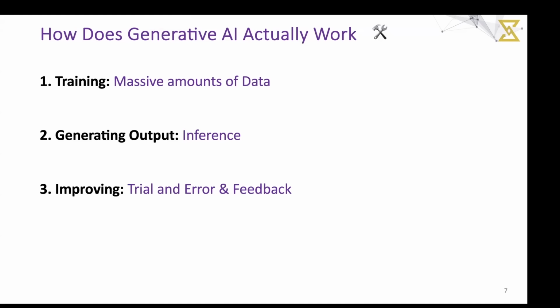Number three, improve. It constantly improves through machine learning. The more it is trained and used, the more feedback it gets, the more intelligent prompts it gets, the better it gets at producing useful and creative results. It's kind of like trial and error and feedback.